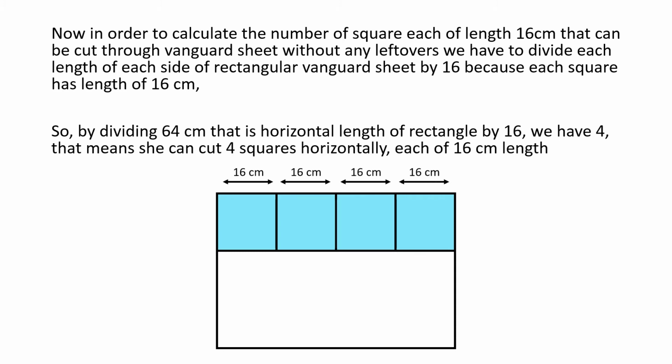Now in order to calculate the number of squares, each of length 16 centimeters, that can be cut through the vanguard sheet without any leftovers, we have to divide the length of each side of the rectangular vanguard sheet by 16, because each square has a length of 16 centimeters. So, by dividing 64 centimeters, that is the horizontal length of the rectangle, by 16, we have 4, that means she can cut 4 squares horizontally, each of 16 centimeters length.